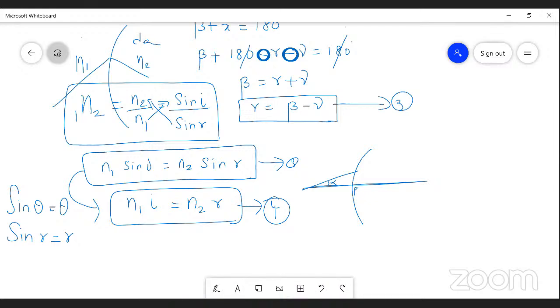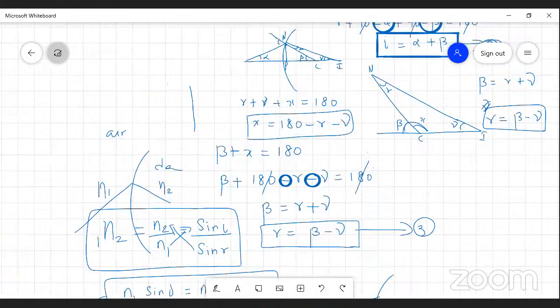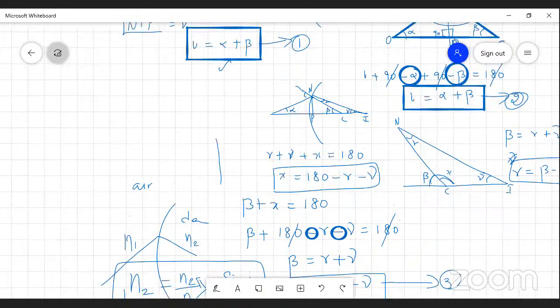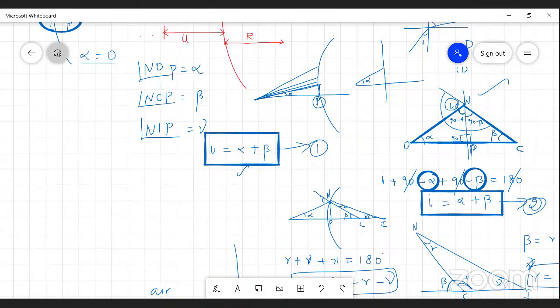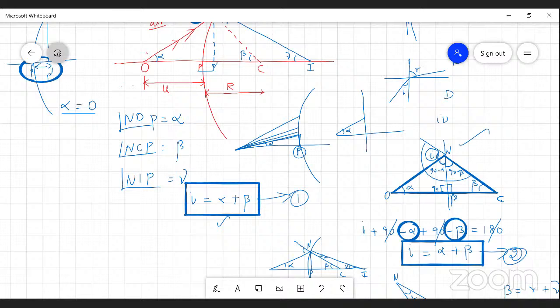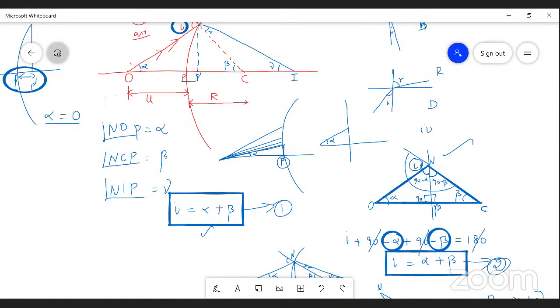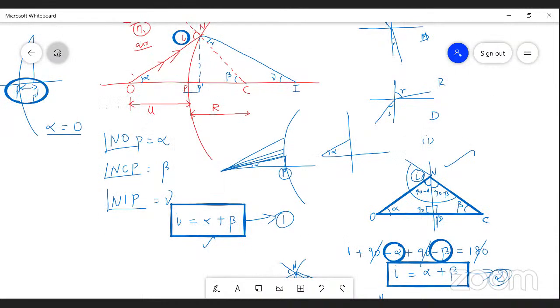I want to find tan alpha, tan beta, and tan gamma values from this diagram. See this, angle NOP. What is the tan value of angle NOP?